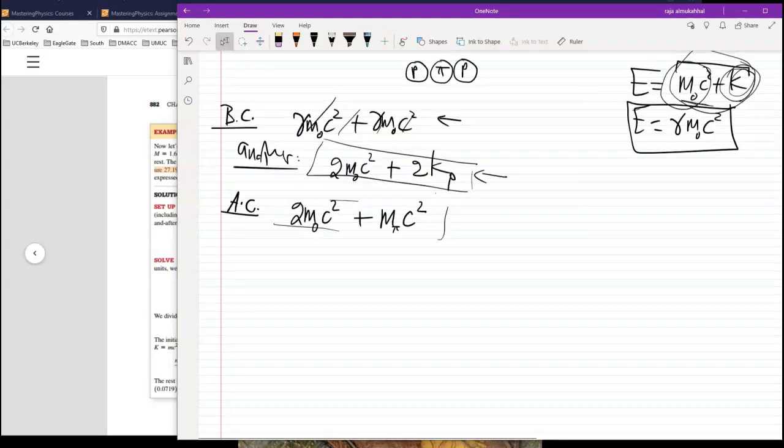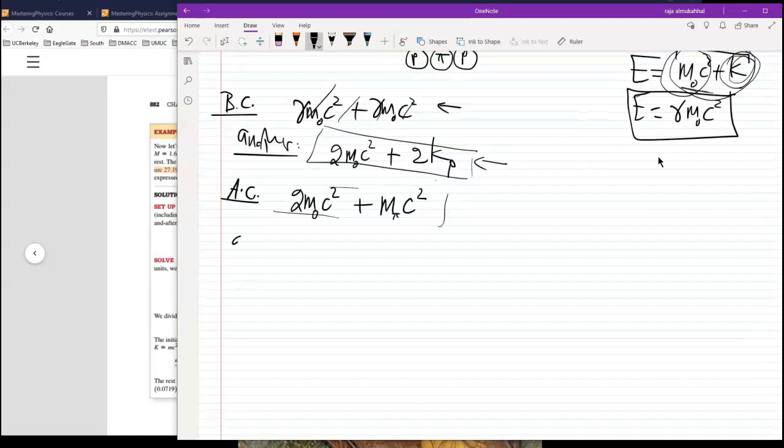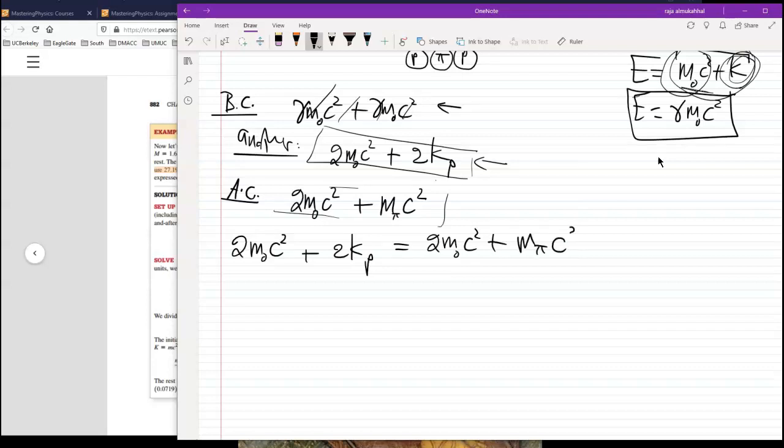So in this case, I'm going to have 2 m naught c squared plus 2 kp equal to 2 m naught c squared plus m pi meson c squared. Is that okay? And so what will happen here, I can eliminate those two together. Is that okay? And then I want to solve for kp.